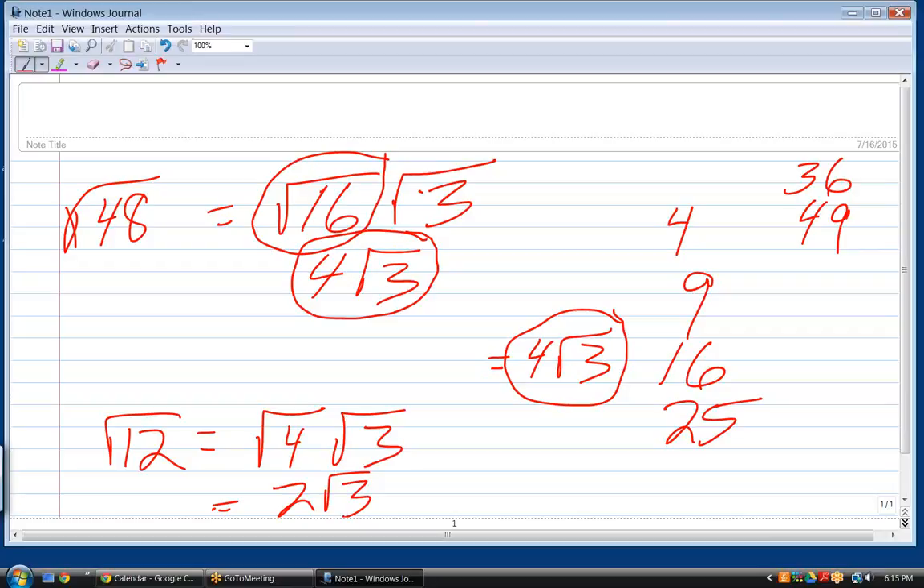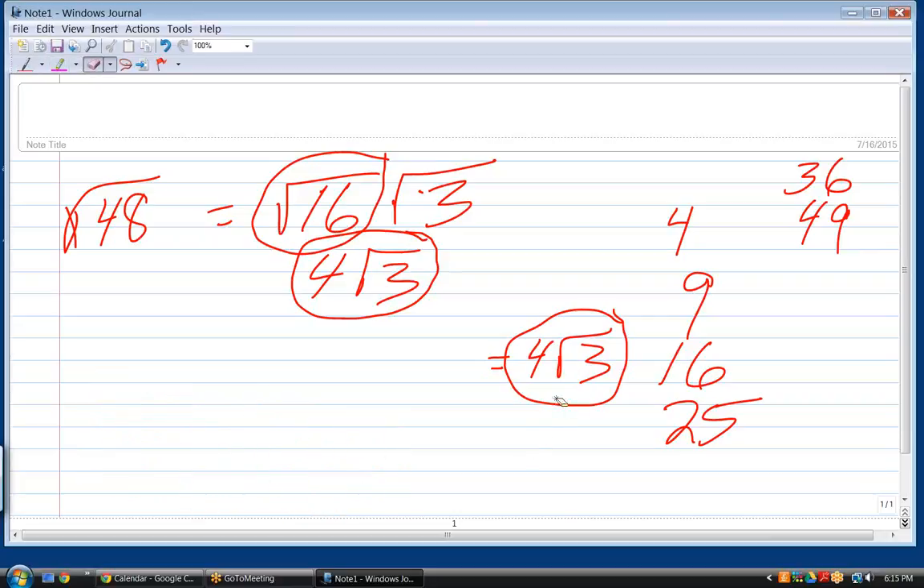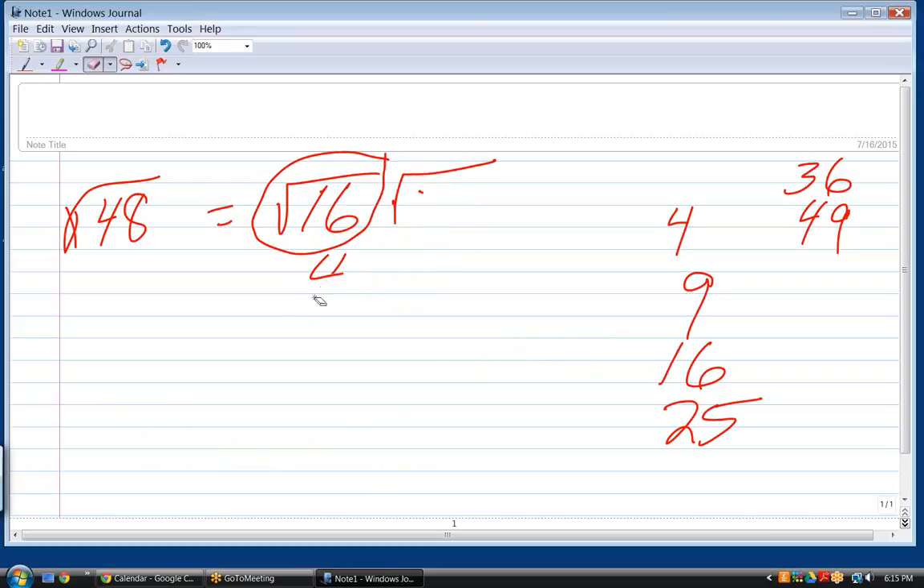Whereas the way we did it, we had to kind of whittle it down. We had to do 4 times the square root of 12, and then we had to realize the square root of 12 was not simplified, and we had to simplify it. So that's the name of the game. The name of the game is to find factors, and the biggest factor is the best.